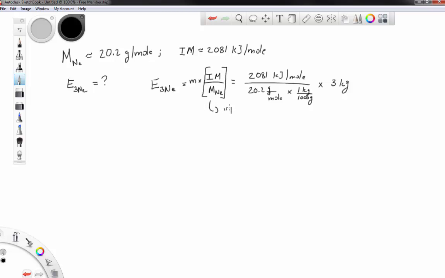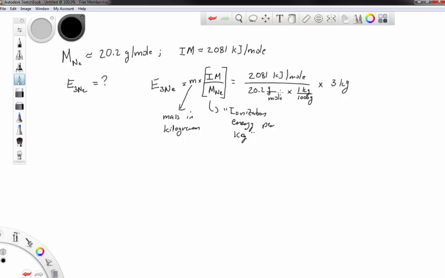So this is ionization energy per kilogram. And then this right here is the mass in kilograms. We could, for example, have decided instead to leave this one alone, not convert it into kilograms, and instead convert this guy into grams, and we'd get the same answer.